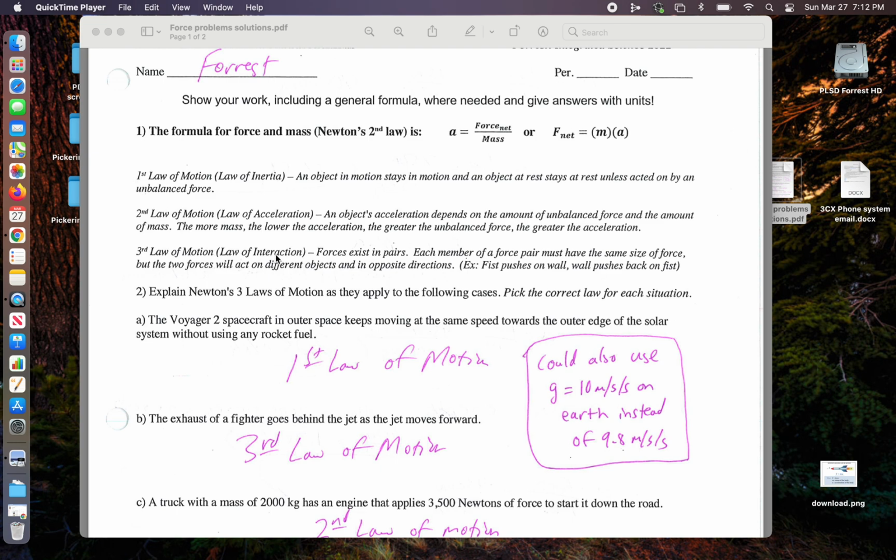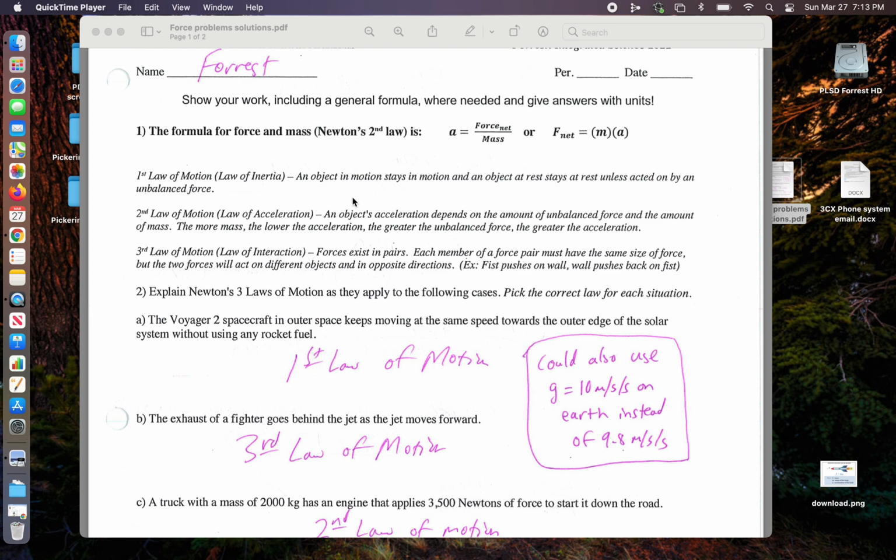So I put Newton's three laws of motion up here. First law of inertia, we've talked about. An object in motion stays in motion. An object at rest stays at rest unless it's acted on by an unbalanced force. Second law of motion is the law of acceleration. You should have had that on your formula sheet now. It's formula 5, I believe. An object's acceleration depends on the amount of unbalanced force and the amount of mass. More mass, the lower the acceleration; the greater the unbalanced force, the greater the acceleration.